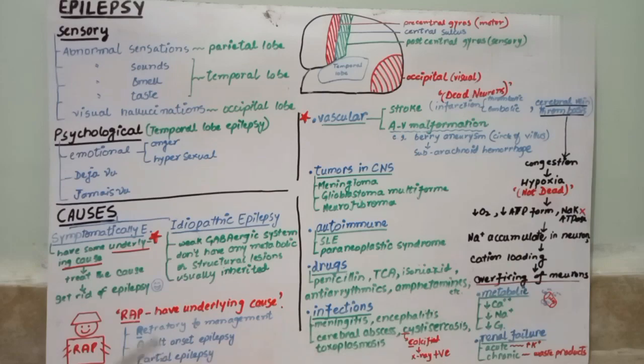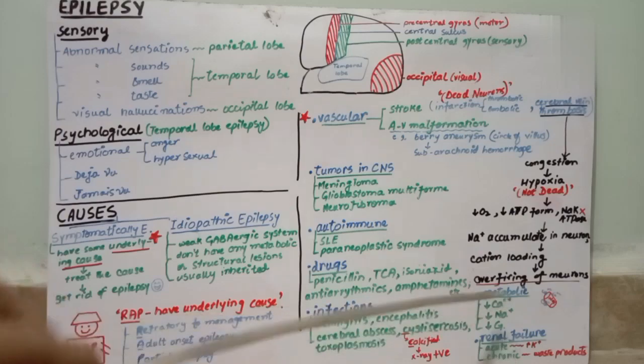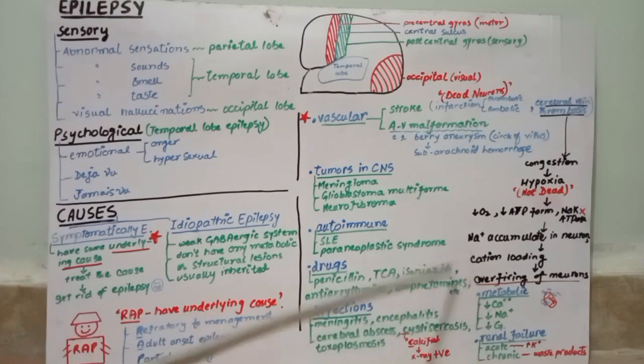Okay. Toxoplasmosis is also an infection which you acquire from cats, and it goes into the brain and causes epileptic attacks. Coming towards the metabolic causes. In metabolic, there are three conditions: hypocalcemia, hyponatremia, and hypoglycemia. I'm going to elaborate how these three can lead to seizure attacks. Okay, hypocalcemia, how can it lead to seizures?